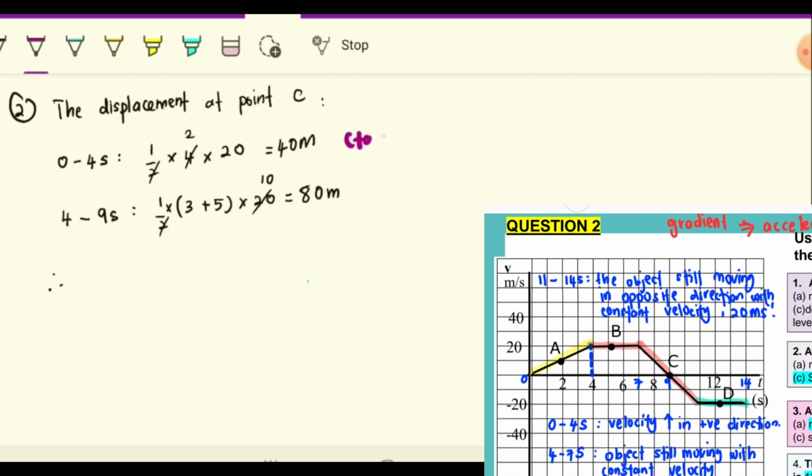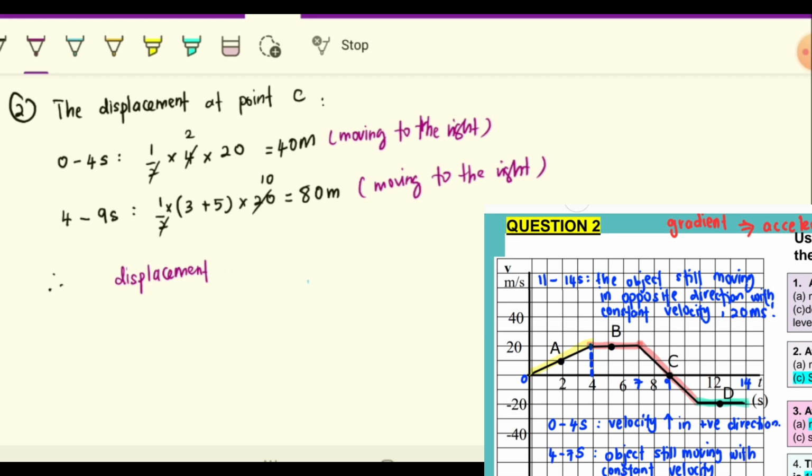Therefore, the displacement, okay, we need to total because it's moving to the right. Okay, this one I want to write moving to the right. Okay, and this one also moving to the right. Okay, so therefore the displacement is equal to 40 plus 80. So the answer is 120 meter.